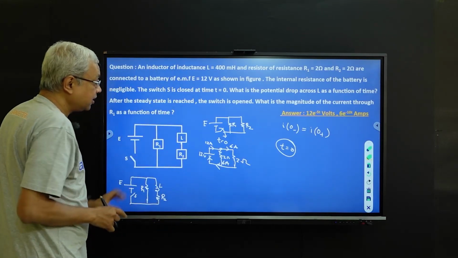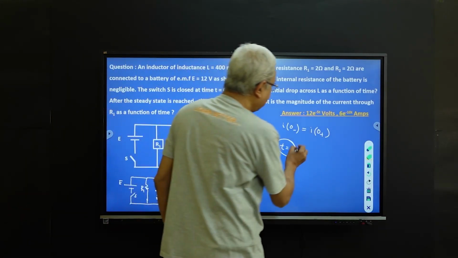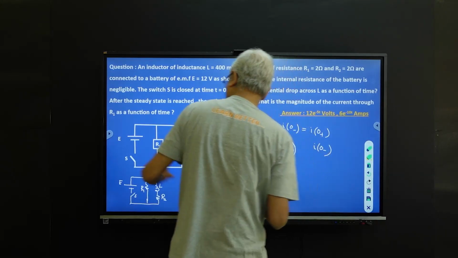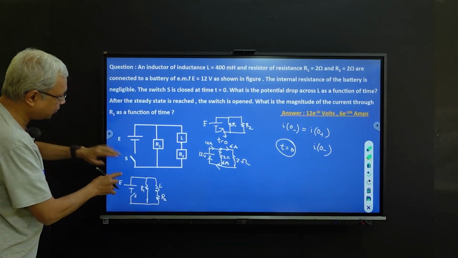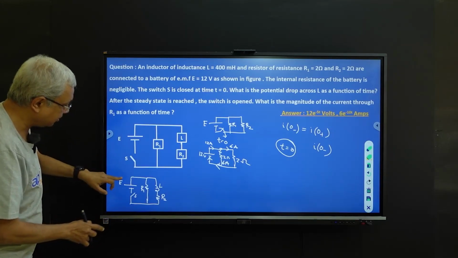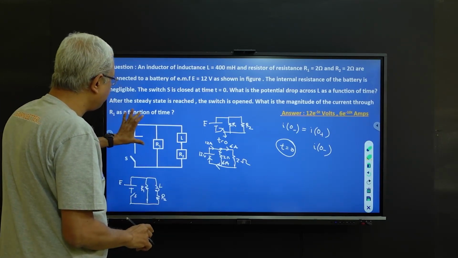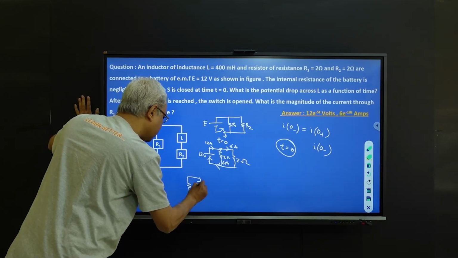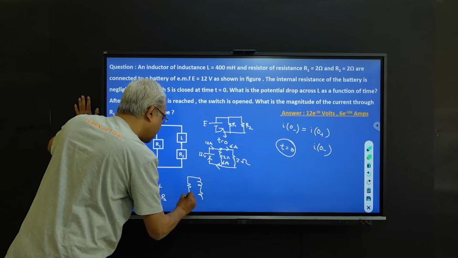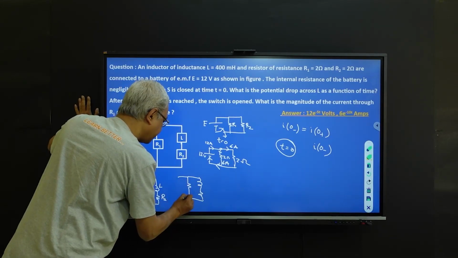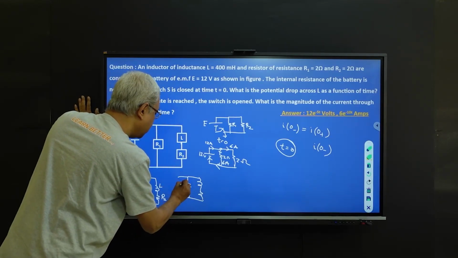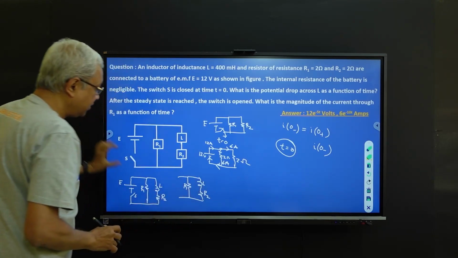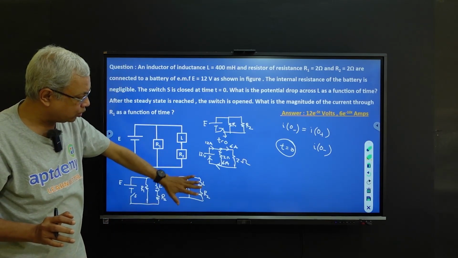And initially, just before switch on, there was no voltage source present in the circuit because the switch is open. Therefore, the circuit looks like this just before switch on. This is R1, this is L, this is R2, and there is no presence of any voltage source.